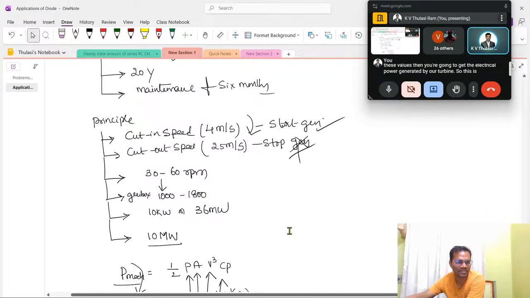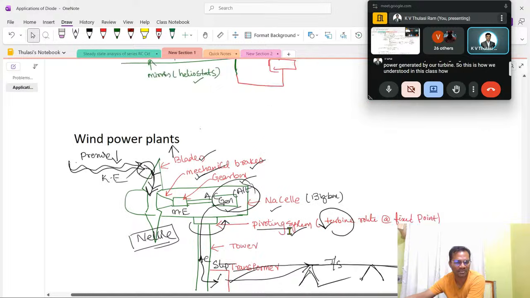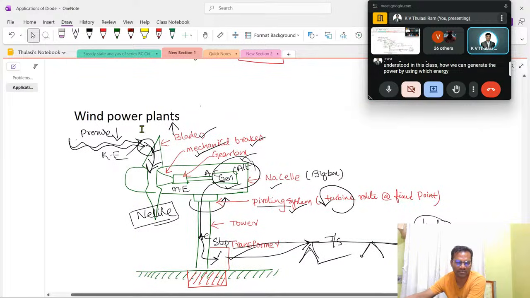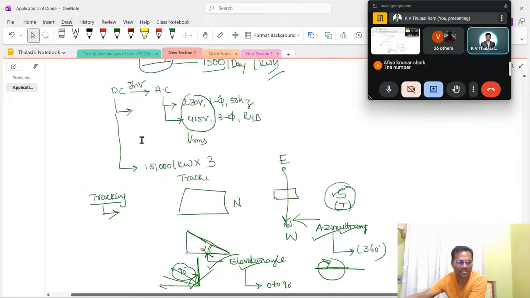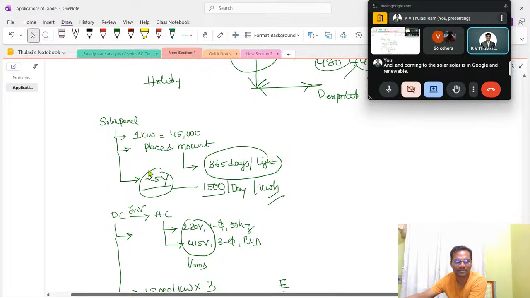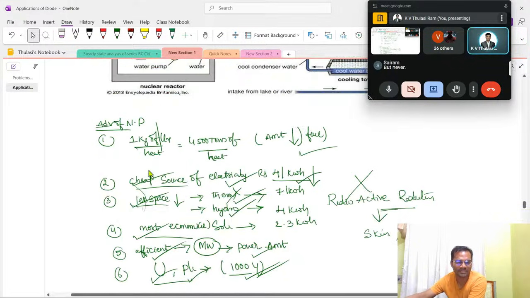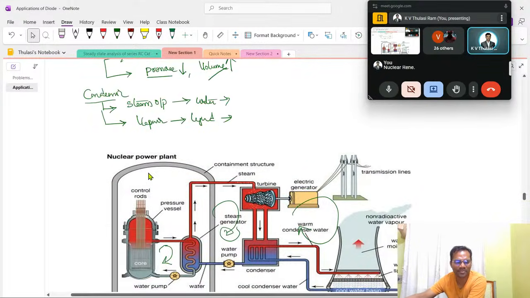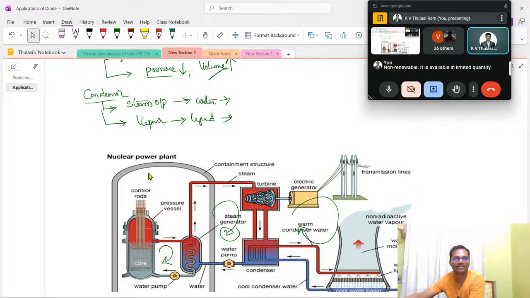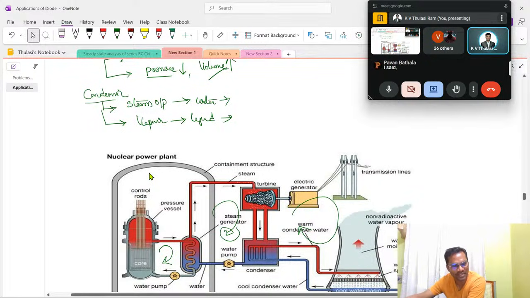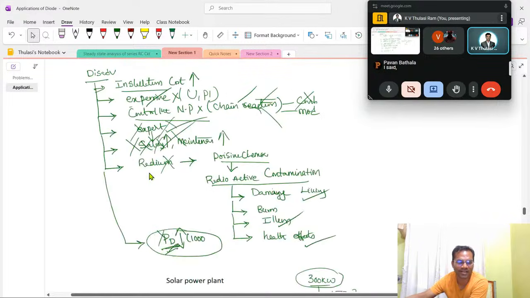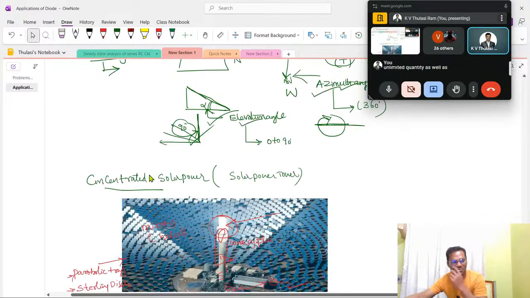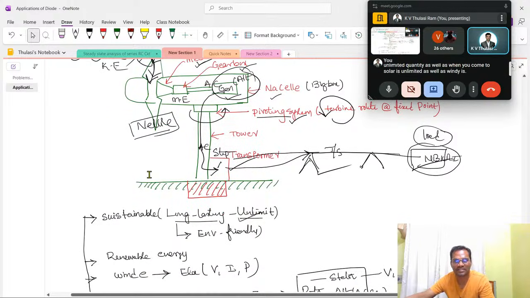So this is how we understood in this class how we can generate power by using wind energy. Wind is renewable or non-renewable? Renewable. Coming to solar, renewable or non-renewable? Renewable. And coming to nuclear, renewable or non-renewable? Non-renewable. It is available in limited quantity, right? Nuclear fuels, uranium and thorium, are available in limited quantity, but solar is unlimited, as well as wind is also unlimited. That's how we generate the power.